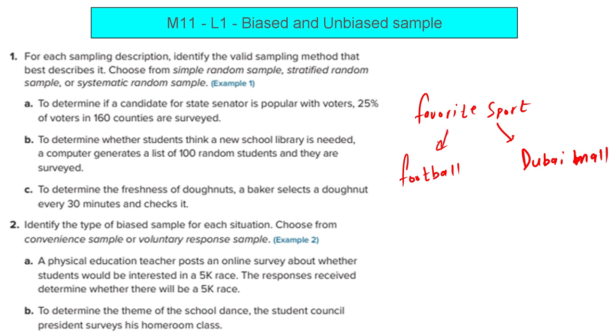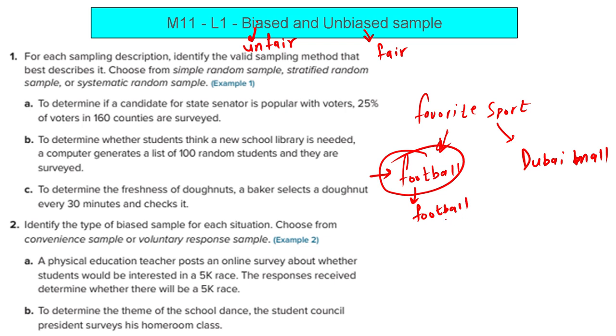Now, biased and unbiased. Biased means unfair data, which will give you wrong answers, wrong estimates, okay? And unbiased data means fair data, where you will get correct, good data. Tell me, the boy who went to the football match to ask everyone which sport do you like, what will happen there? Maybe 99% of the people sitting in the football match will say we like football.